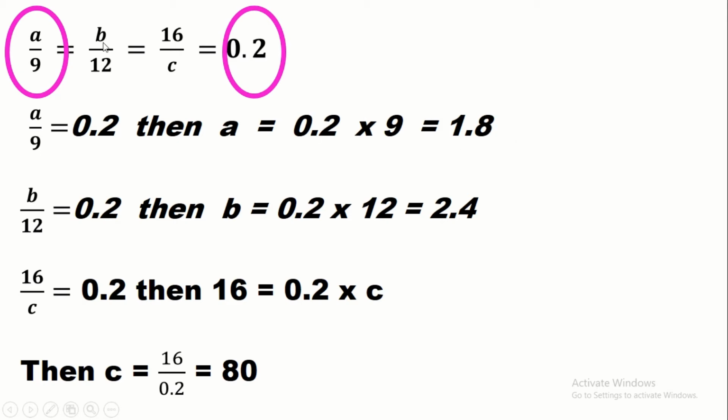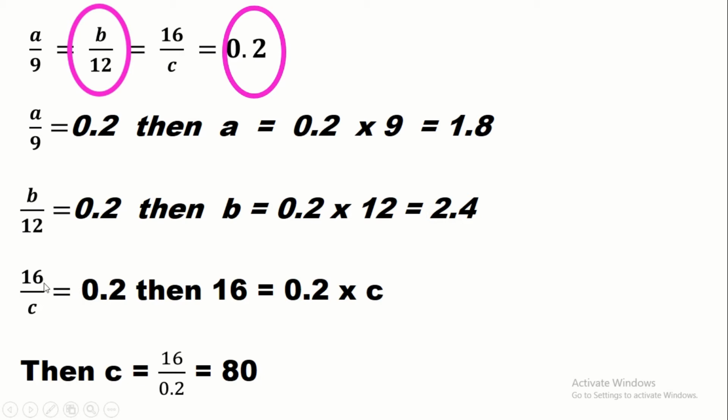Now we want to find B. We should follow the same strategy. B over 12 is equal to 0.2. Now we just move 12 from the denominator, divided by becomes times. So B equals 0.2 times 12 equals 2.4.